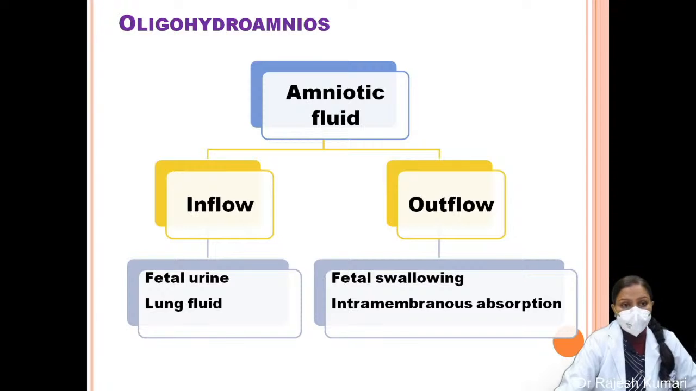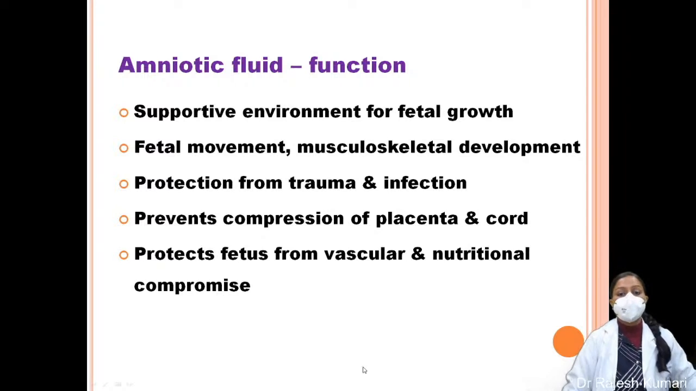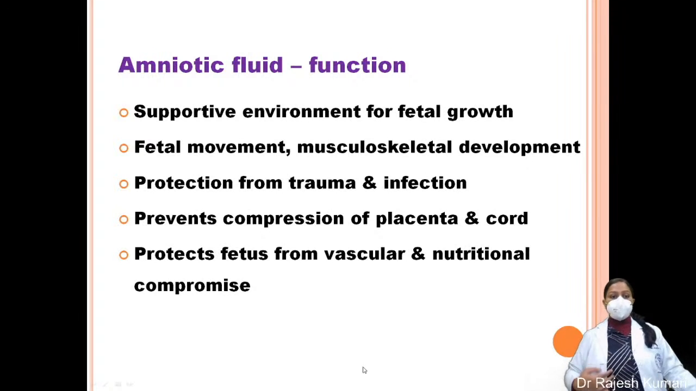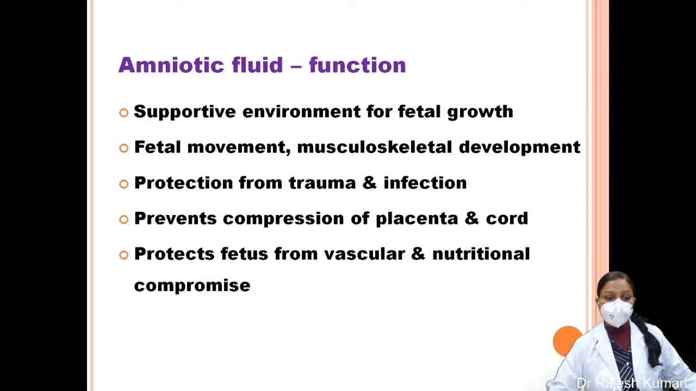Oligohydramnios. Now, a few words about oligohydramnios. Inflow of amniotic fluid is fetal urine and lung fluid, and outflow is fetal swallowing and intramembranous absorption. Normal AFI is 8 to 15. Amniotic fluid makes a supportive environment for fetal growth and fetal movement, musculoskeletal development, and protection from trauma and infection. It prevents compression of the placenta and cord, and protects fetuses from vascular and nutritional compromise.